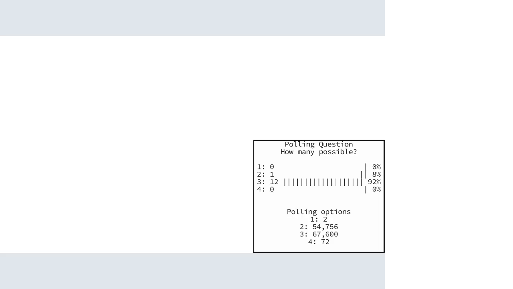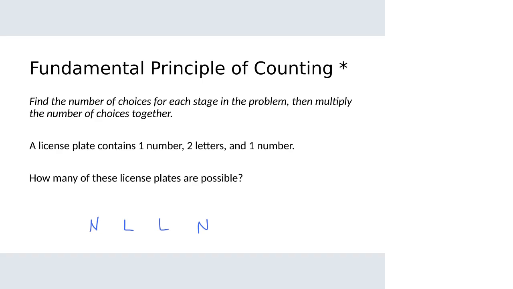All right, let's see how we're doing here. All right, not unanimous, but really strong agreement. That's terrific. Very good. All right, let's talk through it. Let me know if you have any questions.